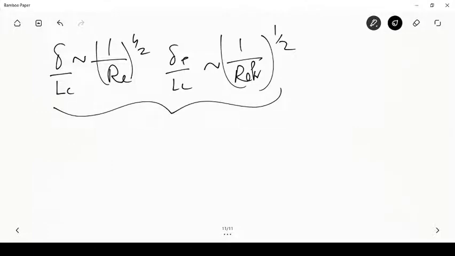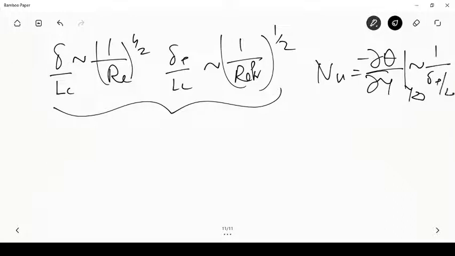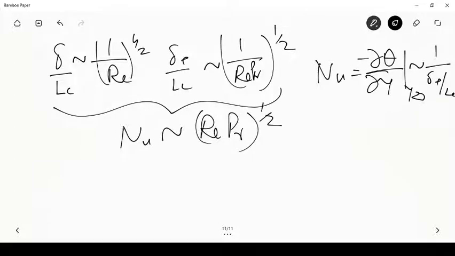And when I write Nusselt number, which is del theta by del y at y equal to 0 with the negative sign, of course, this actually becomes in the order of magnitude of the order of 1 over delta t by LC. Okay, and 1 over delta t by LC is of course RePr to the power of half. So Nu is of the order of RePr raised to the power of half is the result that you get for the case of low Prandtl number, that is Prandtl number much less than 1.